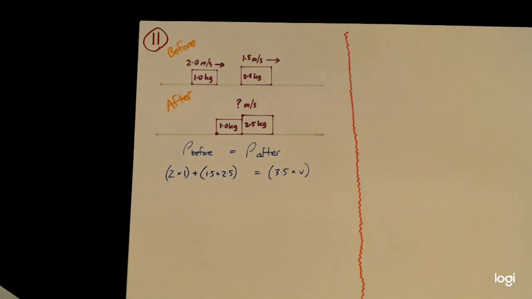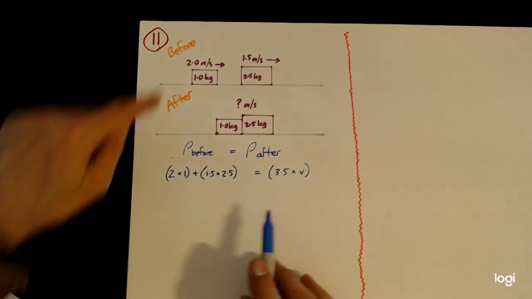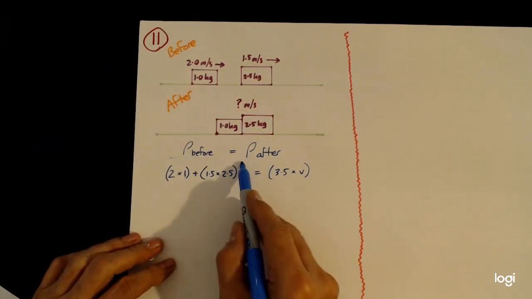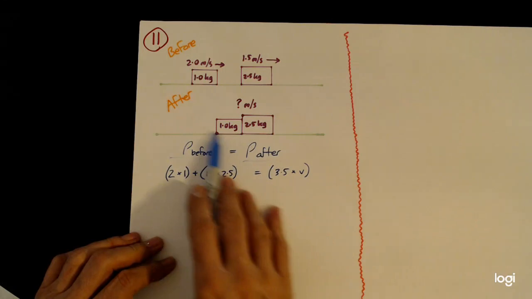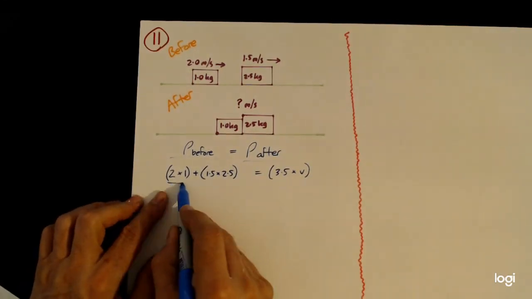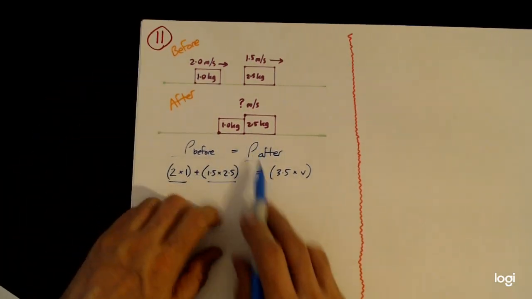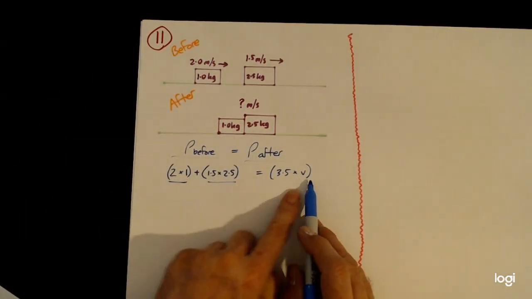Momentum is m times v, and the total momentum of the whole system beforehand is going to equal the total momentum of the whole system afterwards. So this is the momentum before, m times v for that, n times v for that, equals m times v for the whole thing. You don't know v, so you're solving that to get the velocity.